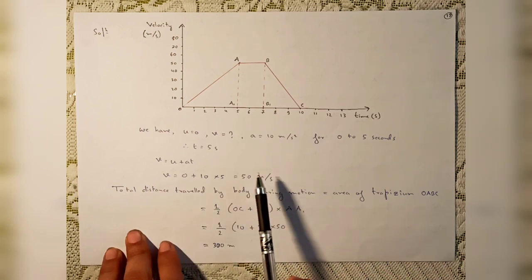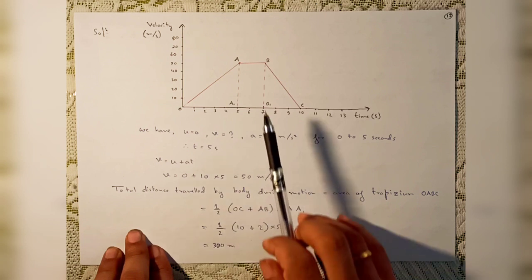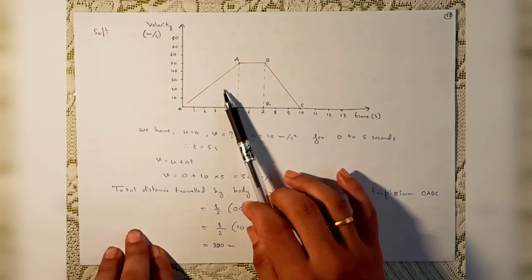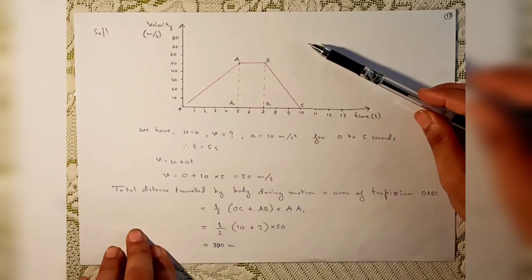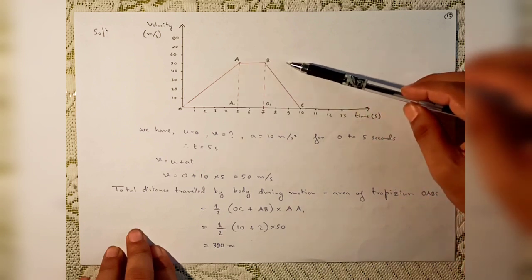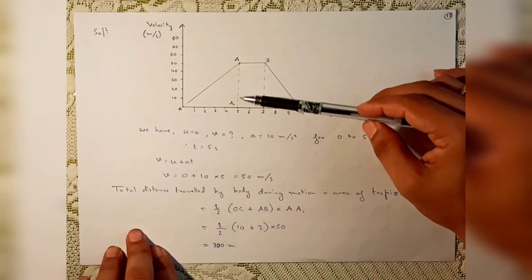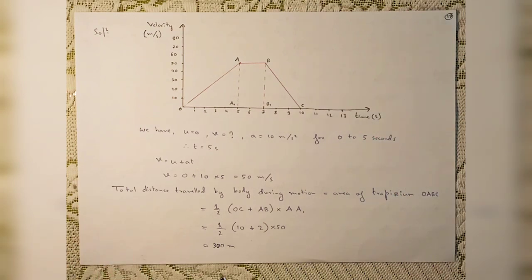And then, as I told you, the total distance traveled by the body during the motion is given by the area under this trapezium. The area of the trapezium is half of (OC plus AB) into AA1. So the answer in this case is going to be 300 meters.